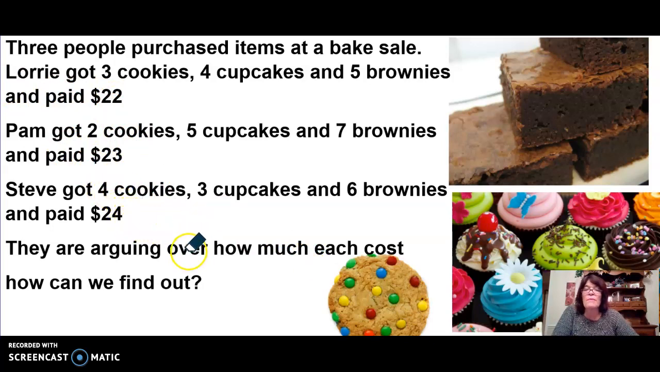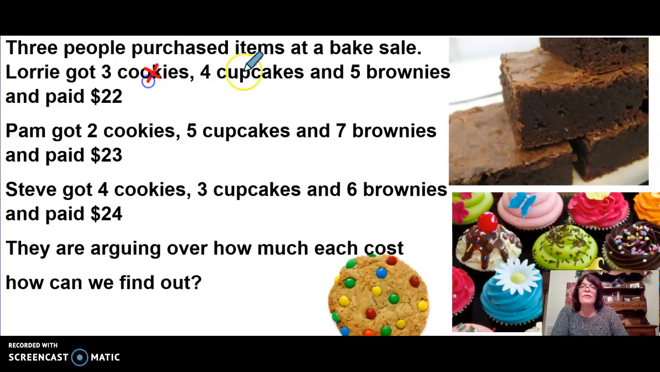Steve got 4 cookies, 3 cupcakes, and 6 brownies. They're arguing over how much each cost. Okay, they're sitting, eating a couple of their treats. And they were like, how much was a cookie? I don't remember. I just know that I paid $22. Okay, so they could easily solve a system and figure this out.